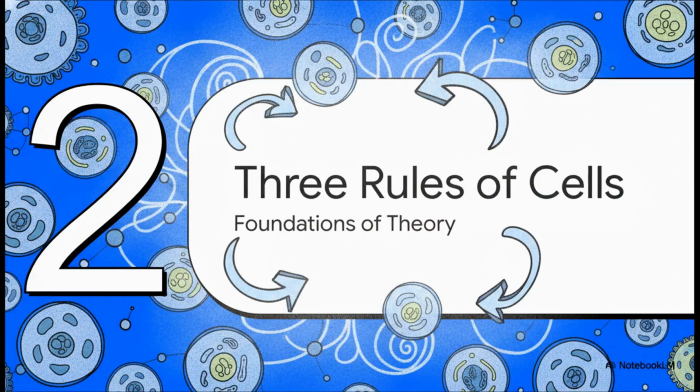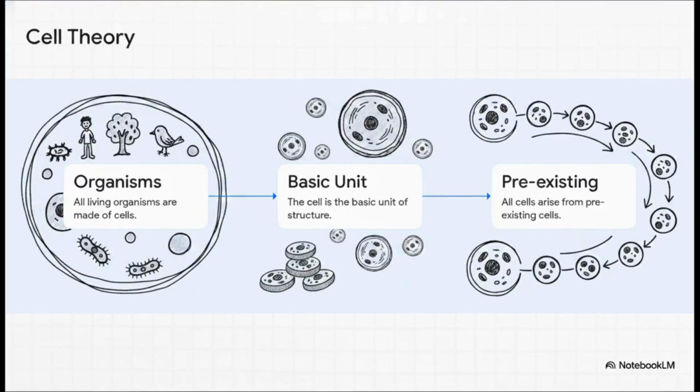Moving right along to Section 2, the 3 rules of cells, exploring the foundations of cell theory. Cell theory basically rests on 3 main pillars which were established by pioneer scientists like Schleiden, Schwann, and Virchow. Number 1, all living things are made of cells. Number 2, the cell is the basic functional unit of structure. But rule number 3, this is the one that's truly profound. All cells arise from pre-existing cells.